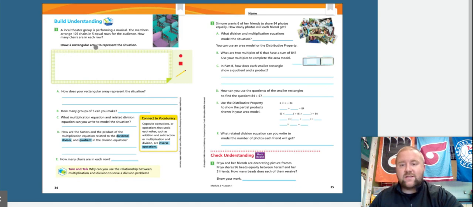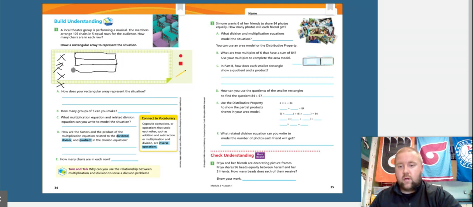So it says to draw a rectangular array to represent the situation. Okay, so we know we have 5 rows. So here's row 1, row 2, row 3, row 4, and then row 5. Now it says we have 105 chairs that can go into each row. So I might say 10 to start off. So maybe this is my 10. And then I have another row for the 20, 30, 40, and 50. So these are my 5 rows.